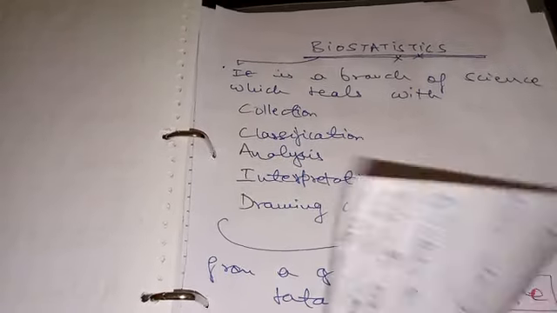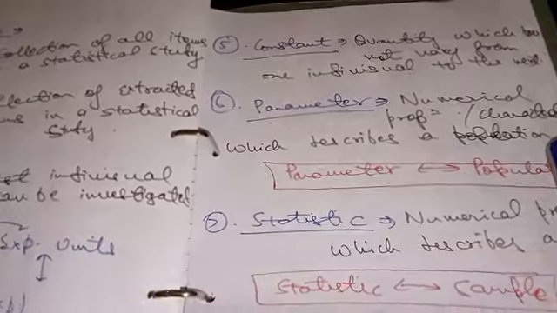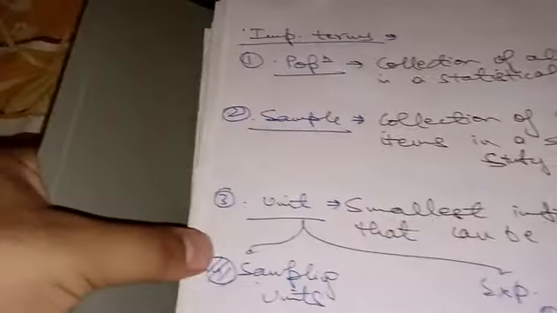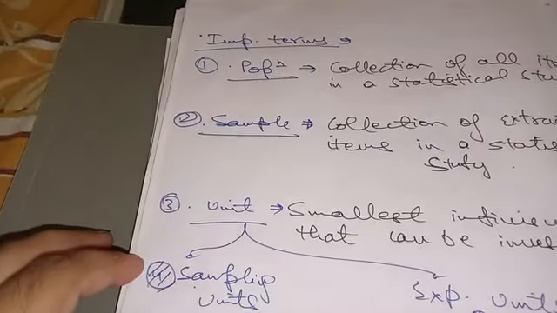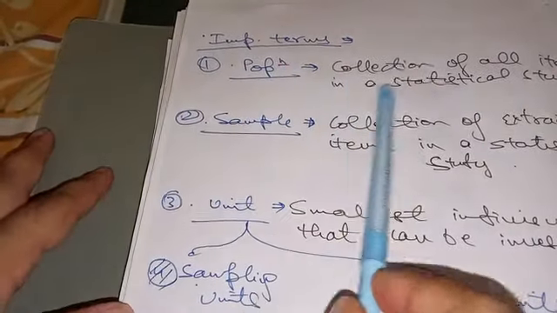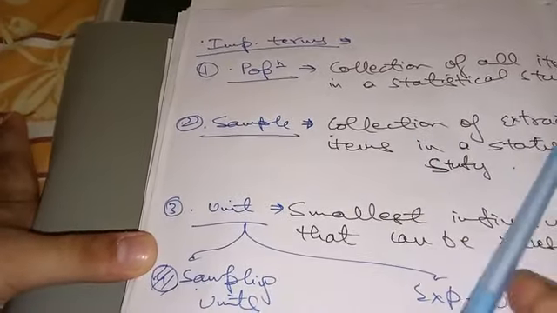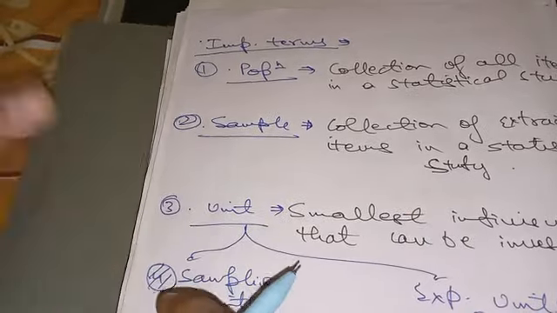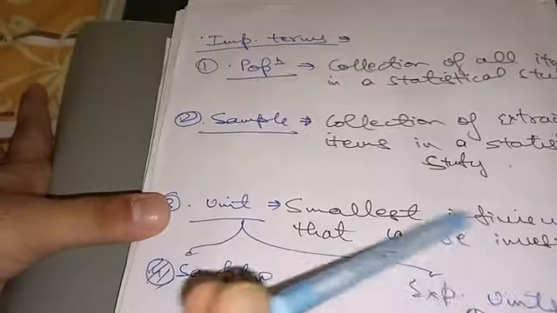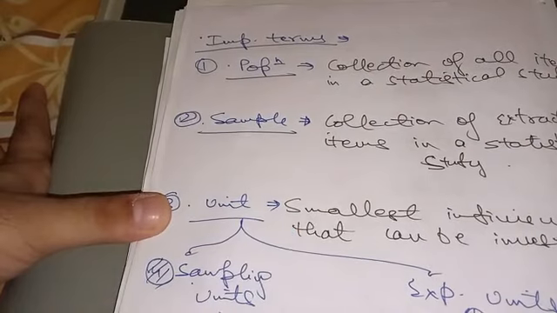Okay, next we will move on to important terms. So these terms are important. First is population. The collection of all items in a statistical study is called population. Sample is the collection of extracted items in a statistical study. So we extract some of the individuals or items from a population and then we study them, that is called a sample. Unit: the smallest individual that can be investigated is called a unit.